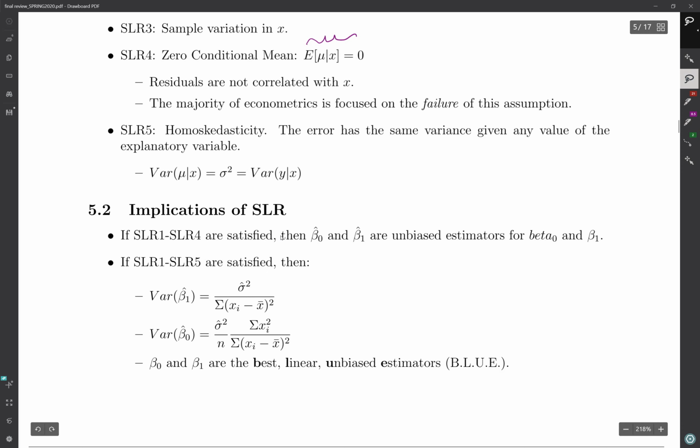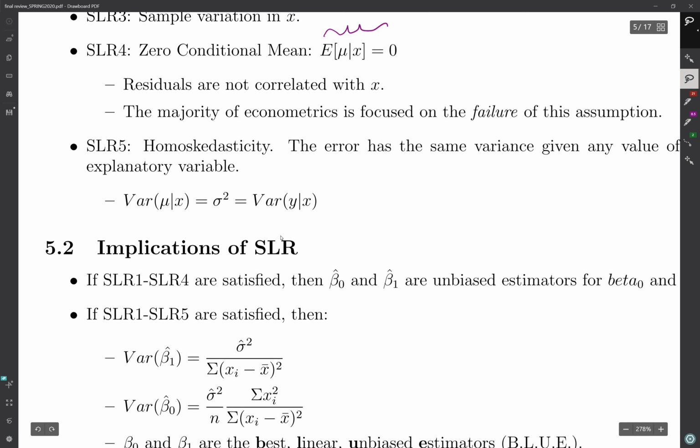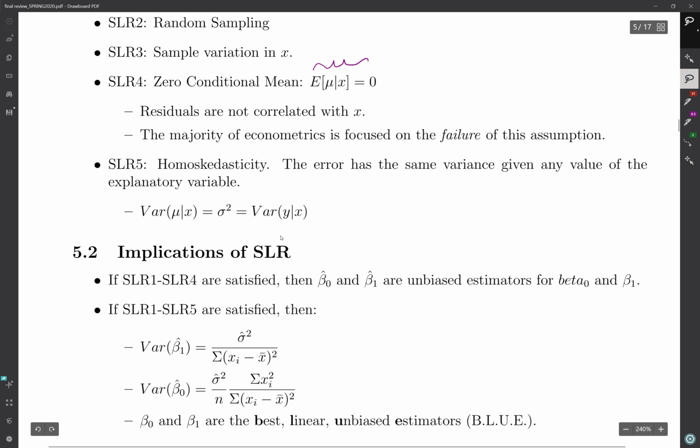And finally, we have homoscedasticity, or its opposite, heteroscedasticity. So what we want is homoscedasticity. In other words, we have the same variance given any value of the explanatory variable. Heteroscedasticity is when that fails. We've got a different variance at different levels of the explanatory variable. So let me show you what that looks like.